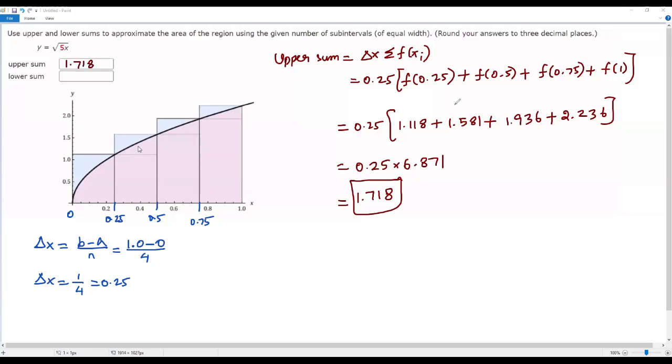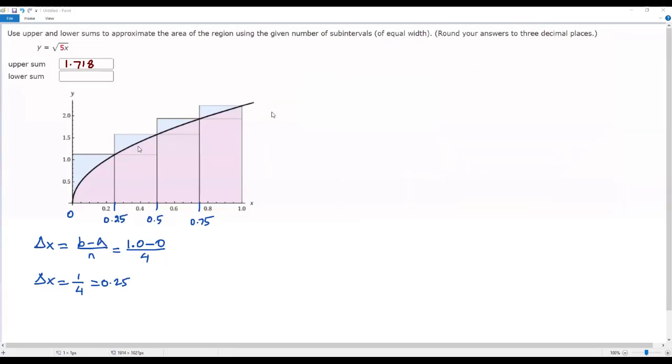Let me erase what I've done over here. Okay, now let's find the lower sum. That is, we have to do left endpoint approximation of the Riemann sum. Let me write it over here. So lower sum equals, the same formula again, delta x times the summation of f of xi.